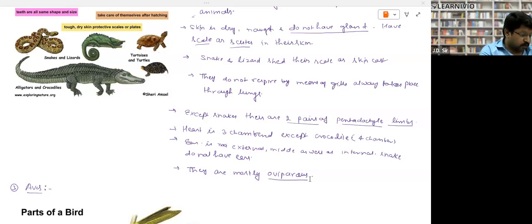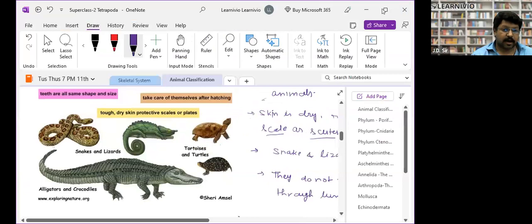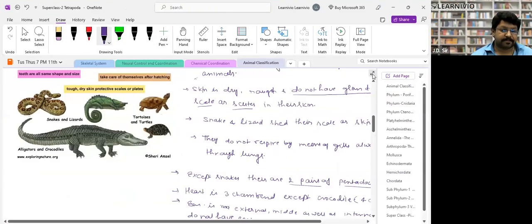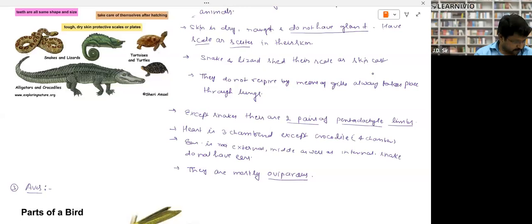One more very important point: tortoise. Tortoises are basically vegetarian. So that's it for the reptiles. Is that clear? Everyone clear? Yes, sir.